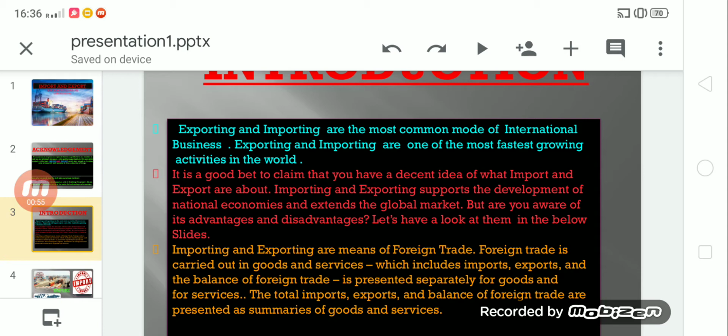Foreign trade is carried out in goods and services, which includes imports, exports, and balance of foreign trade, represented separately for goods and for services. The total imports, exports, and balance of foreign trade are presented as summaries of goods and services.